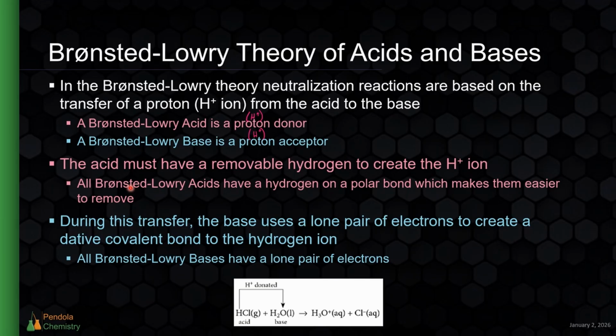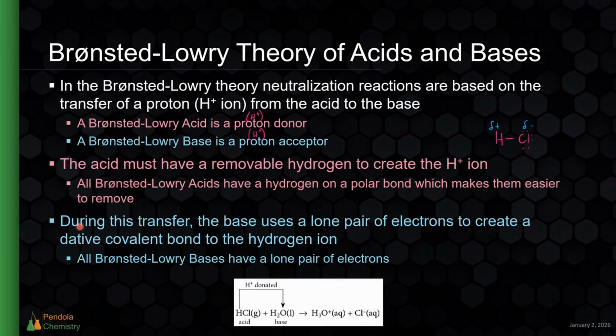So, for example, if we look at hydrogen chloride, very simple acid, HCl. HCl is a polar molecule where the hydrogen is partially positive and the chlorine is partially negative. Because HCl has a hydrogen on a polar bond, it acts like an acid. And it does so because this hydrogen here is removable. Because it's on a polar bond, it's easier to remove since the electrons are already closer to the chlorine. And so it can easily become a proton donor. It can donate that hydrogen to a base in a neutralization reaction.